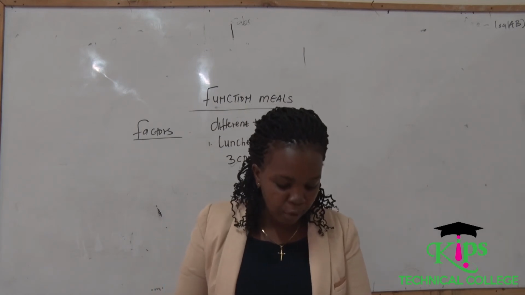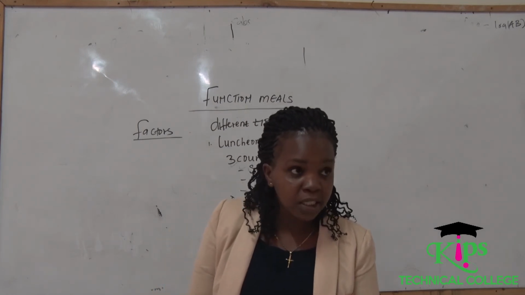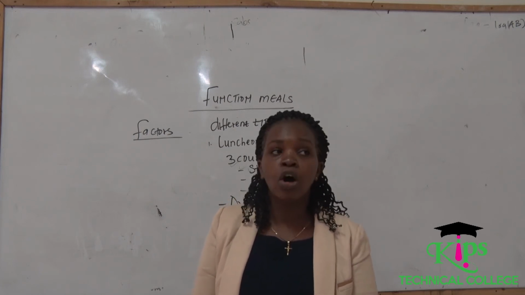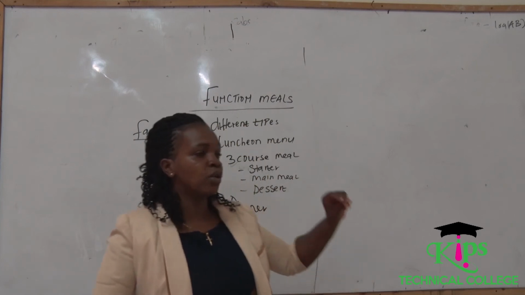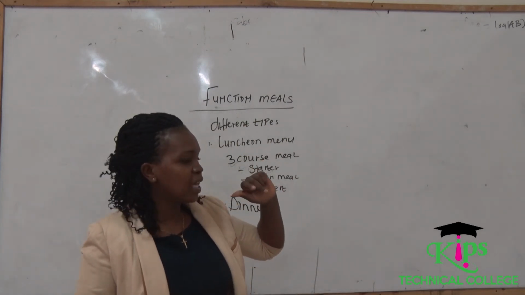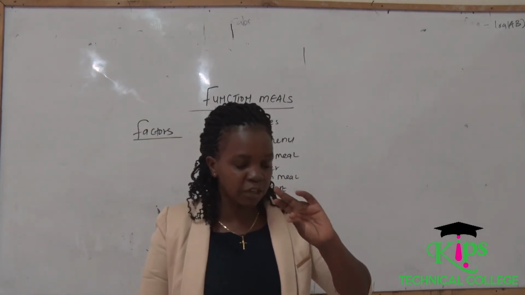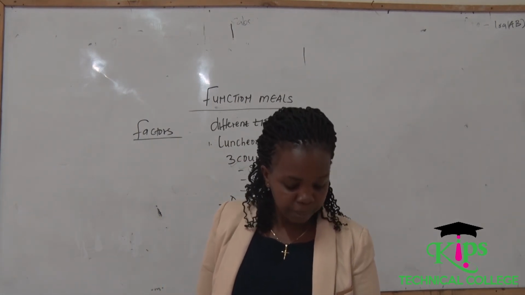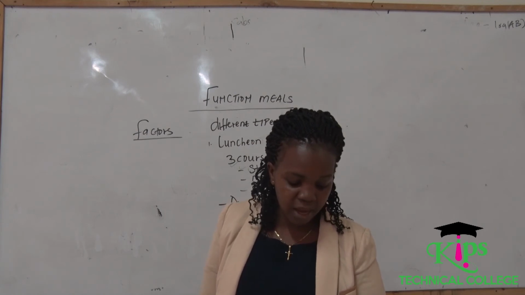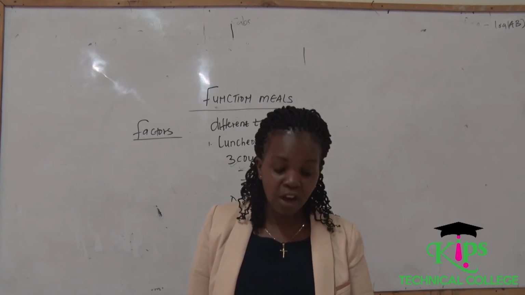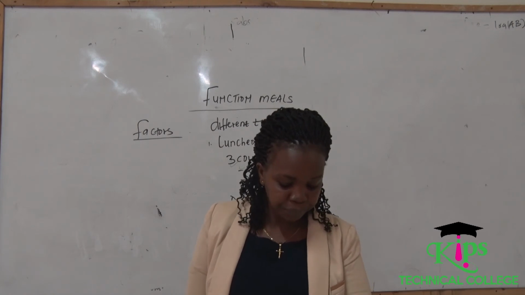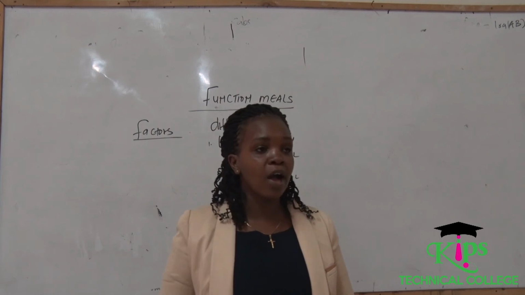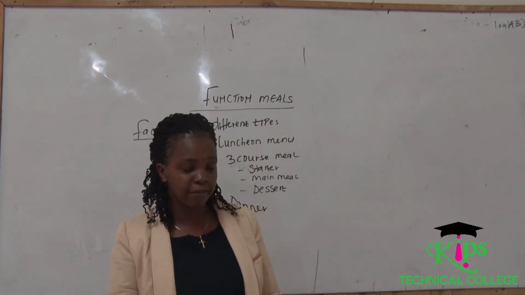We have the type of meal. It has to be fully balanced, include all the meals. That's why we say it should have maybe a starter, a main meal consisting of protein, starch and vegetables, and then a dessert, a sweet course. And then we have to check on the cost. You have to do your costing. The cost should be realistic and you work with the budget that you have.